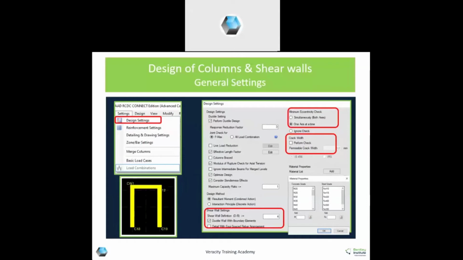Minimum eccentricity check. As per the code, if you want to take it one axis at a time or simultaneously, RCDC has the capacity to do both. Crack width, the same crack width, if you want to check for some structures, you can do that.